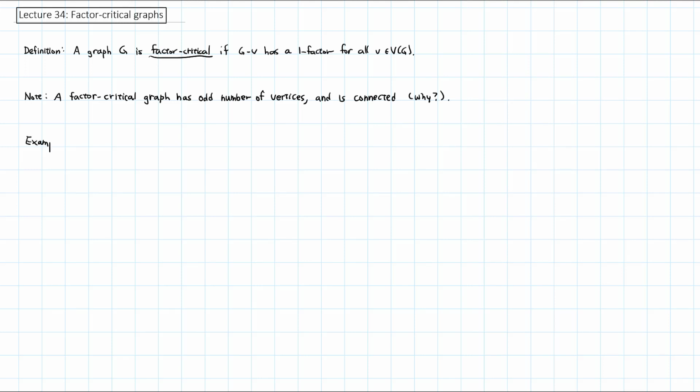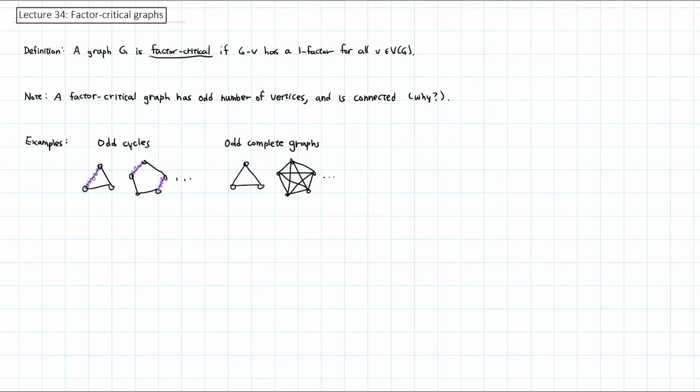Now, can you come up with some simple examples of classes of graphs that are factor critical? We see that odd cycles are factor critical. We can find a matching that covers all but one vertex, and then rotate the matching so that each vertex could be exposed by a maximum matching. Another example would be the odd complete graphs. Removing any vertex gives us an even complete graph, which must have a perfect matching.